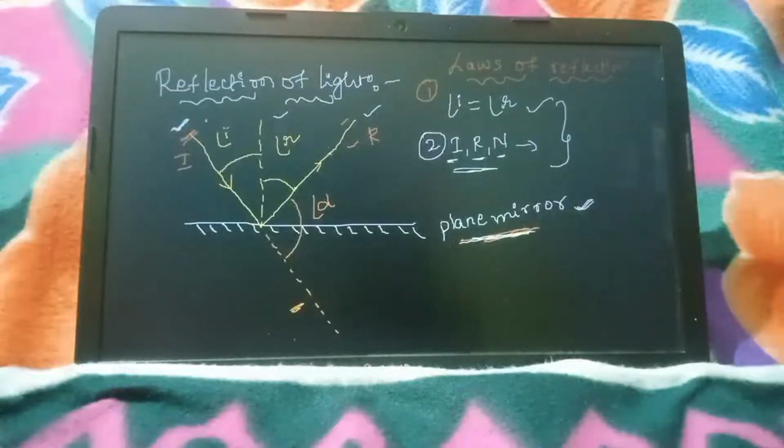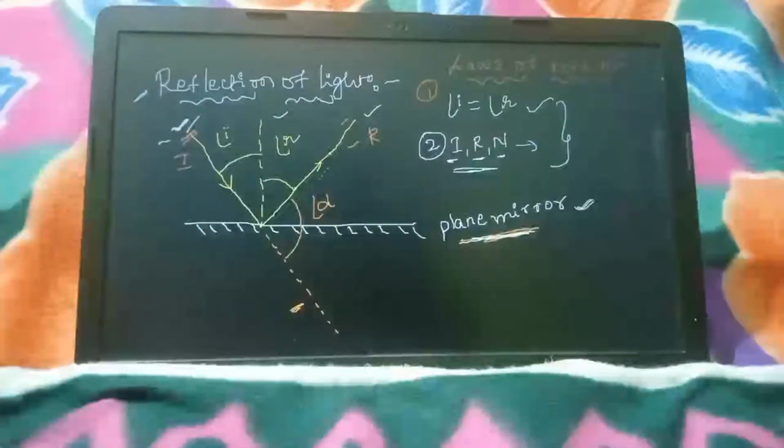So once again, I'm explaining the reflection of light. Observe carefully. What is the reflection of light? The bouncing back of the light from the reflecting surface is called reflection of light. Here, the light which is incident on the surface is called the incident ray. The light which is reflecting back is called the reflected ray. The line which is perpendicular to the surface is called the normal line. Okay, and the next one we will go with the laws of reflection.